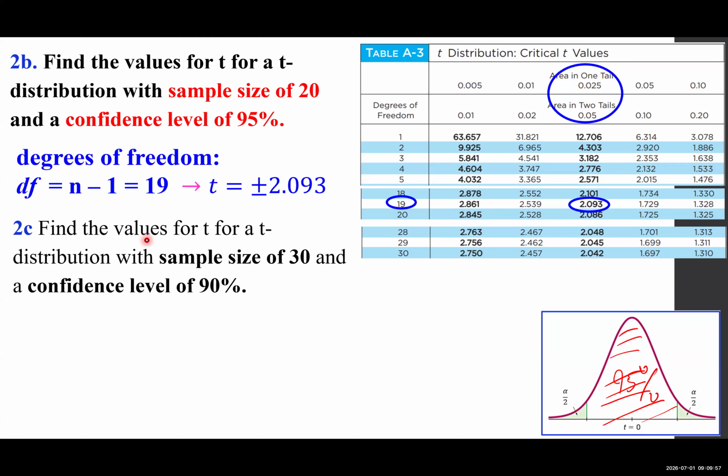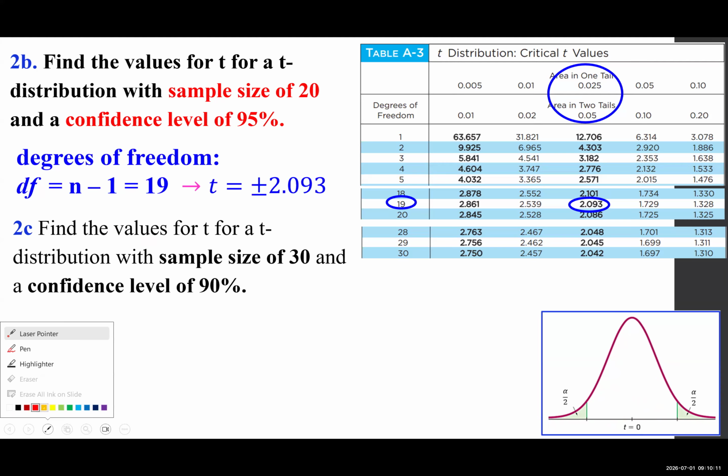Find the values for t, for a t distribution with sample size of 30 and a confidence level of 90%. Okay, so first, let me just explain something to you. Over here, this is 90% now, okay? Which means the two tails are at 10%, 1 minus that, or each tail is 0.05 or 5%. All right.